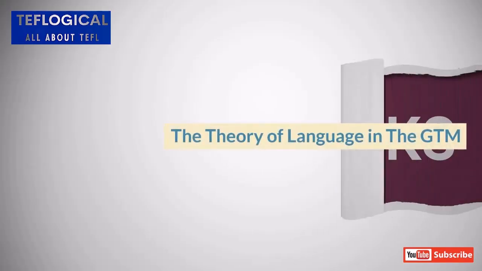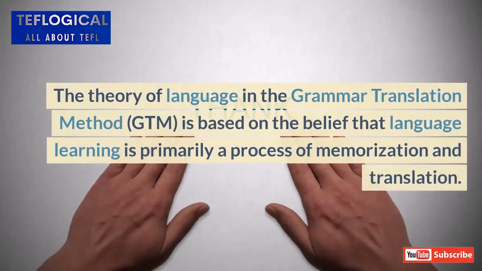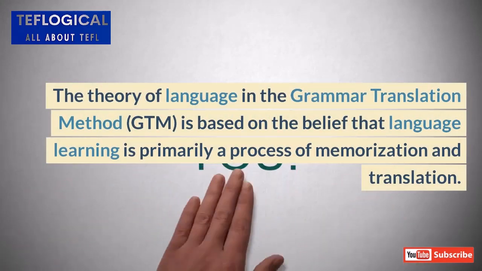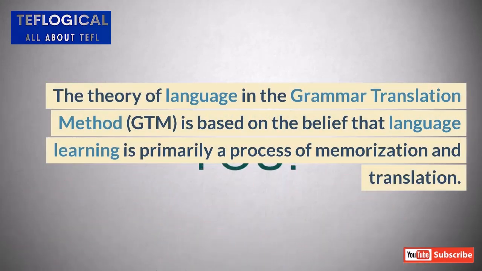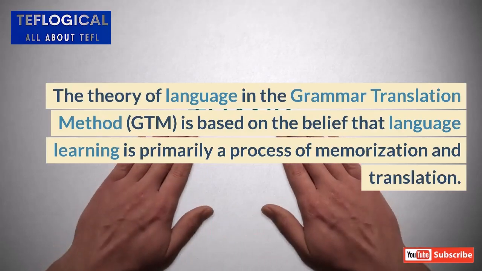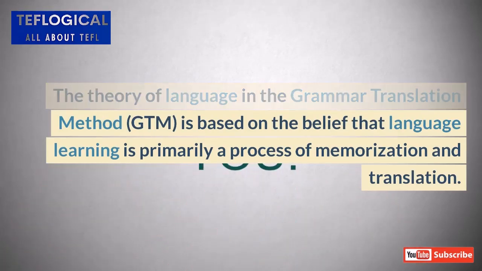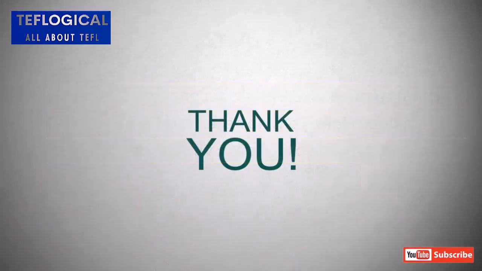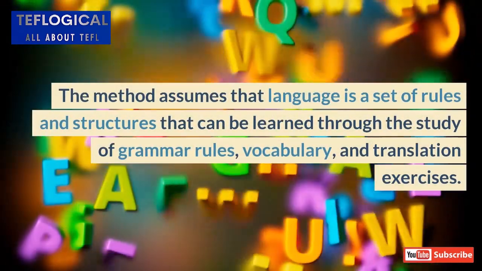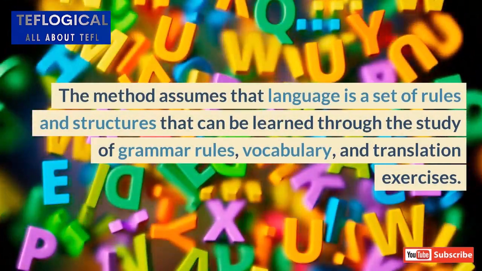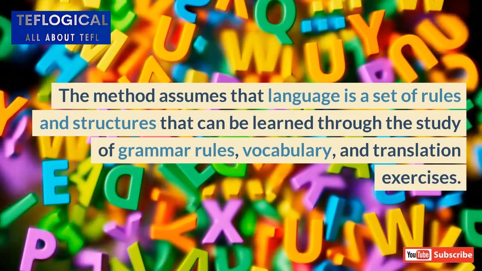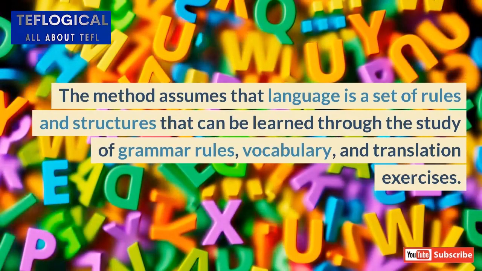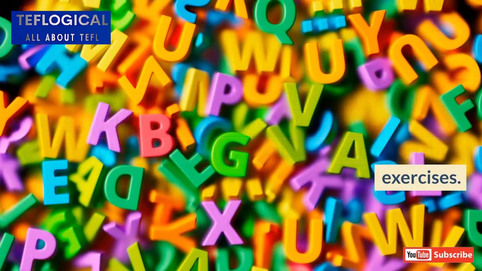The theory of language in the GTM. The theory of language in the grammar translation method, GTM, is based on the belief that language learning is primarily a process of memorization and translation. The method assumes that language is a set of rules and structures that can be learned through the study of grammar rules, vocabulary, and translation exercises.